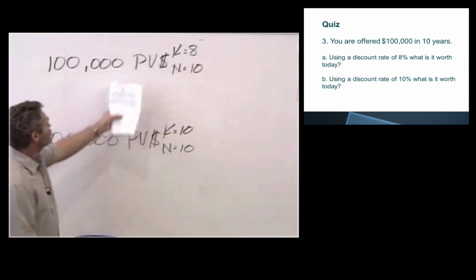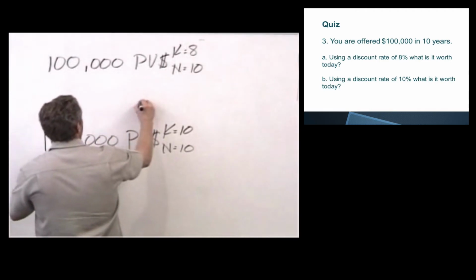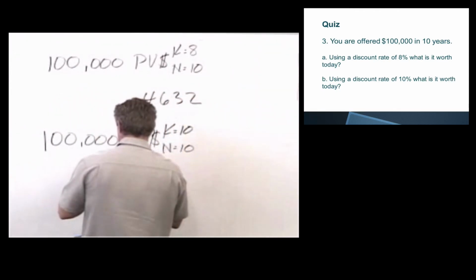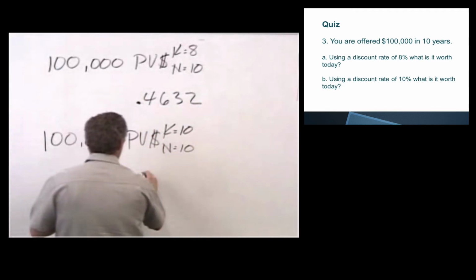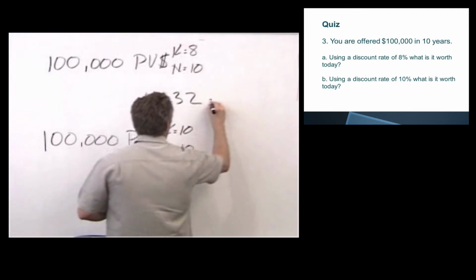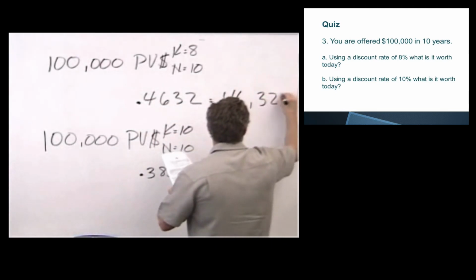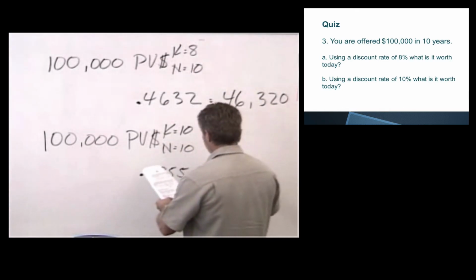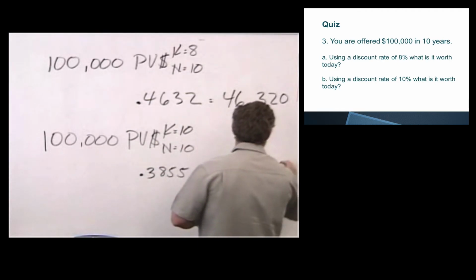So I look up my factors. Present value of $1, K equals 8, N equals 10. That is 0.4632. And at present value of $1, K equals 10, N equals 10, that factor is 0.3855. We multiply that across. We get 46,320 for the present value under an 8% scenario. And under 10%, we get a value of 38,550.